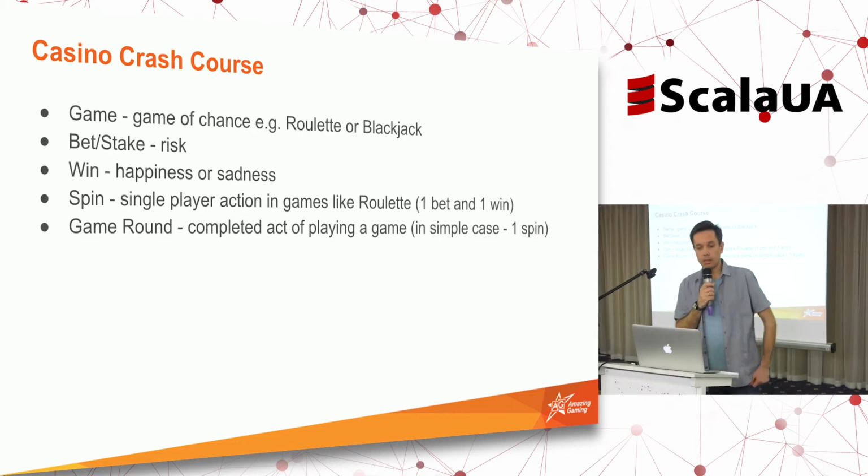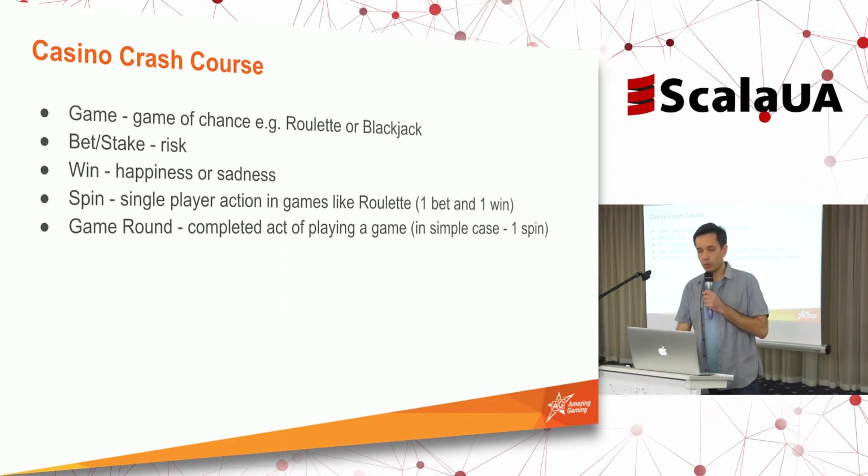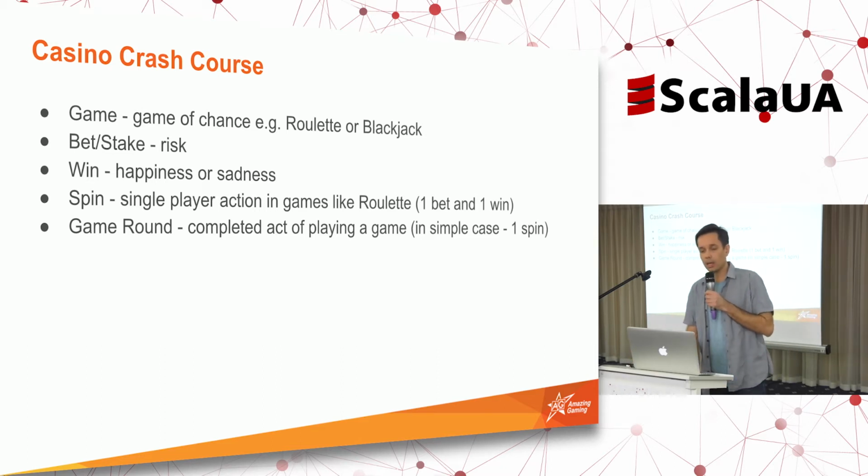So the casino crash course, just so everybody is on the same page. When we're talking about a game in a casino, we're obviously talking about a game of chance like roulette or baccarat. We have bets and wins. You place a bet and hope to get a win, which is much bigger than the bet, but there is a risk that you will lose your bet. We will talk about spin and game round. Spin is just a single act of gameplay, an explicit action of a player, and a game round most often consists of just one spin. Just for the sake of the demo, we will take this simple definition.